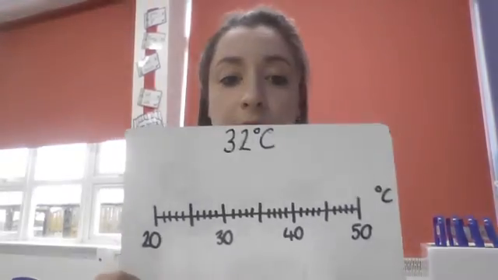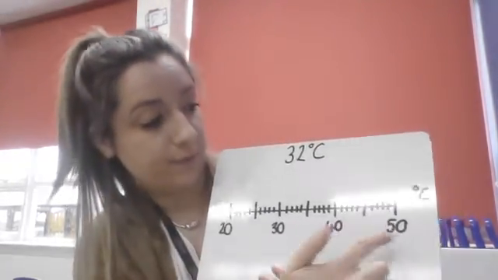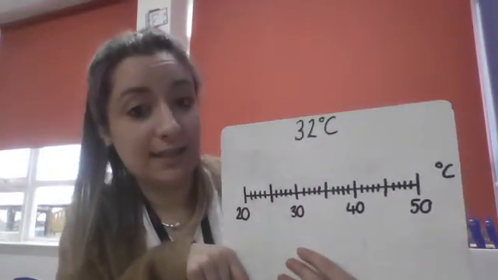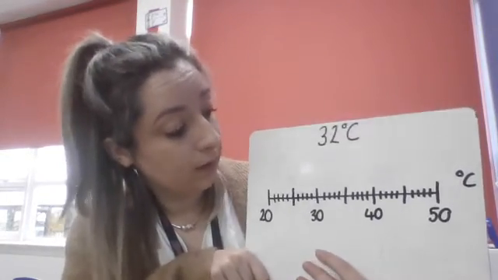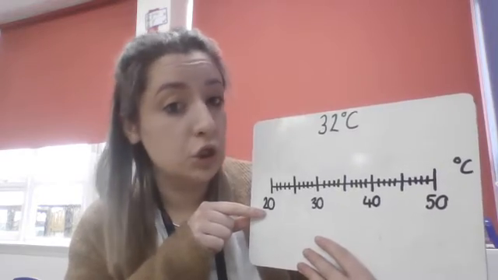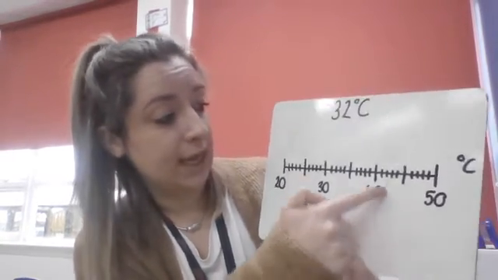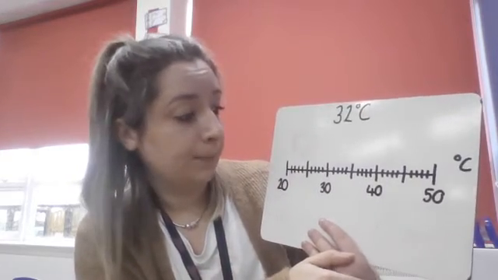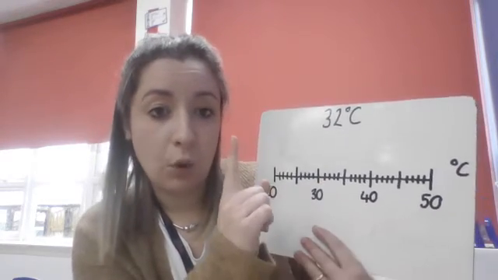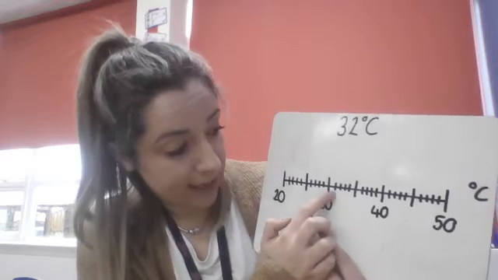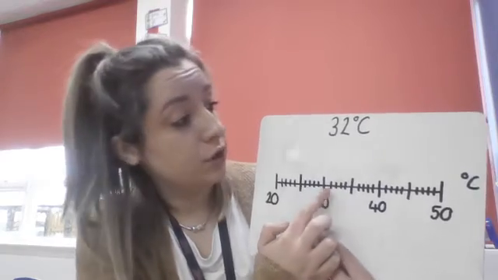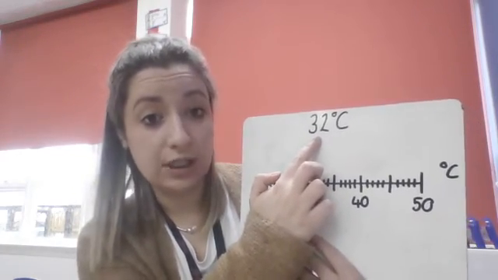So here is my thermometer. Mine is ranging from 20 to 50 degrees Celsius. And I need to mark 32 degrees Celsius on my whiteboard. Now I'm not going to start here because I already know that I'm in the 30s, somewhere between 30 and 40. That's my range that I'm going to be looking at. Now looking at the integers here, each integer represents 1 degree. So the integer after 30 is 31. What number do I need to get up to? I need to get up to 32.